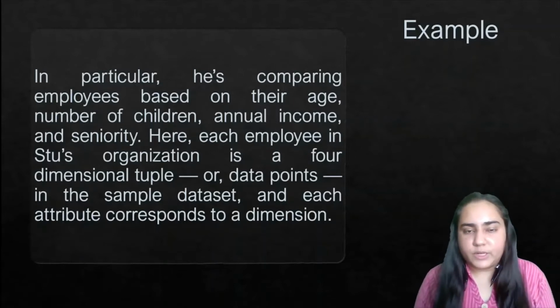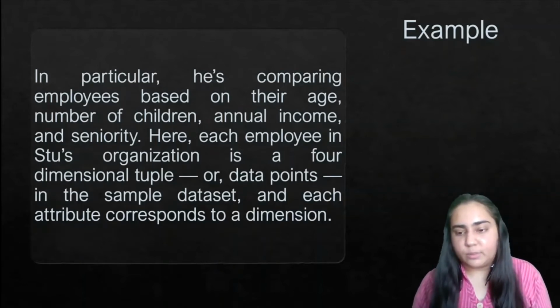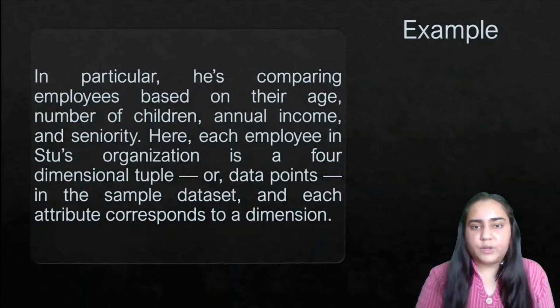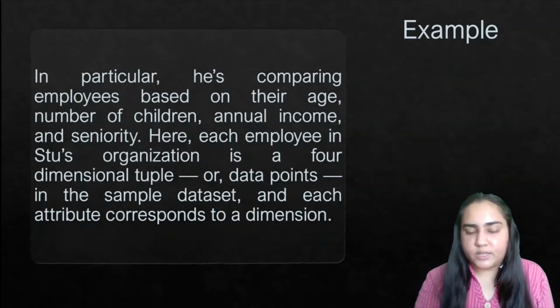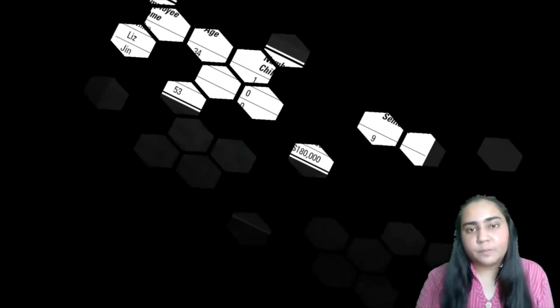So these are the 4 things based on which the data analyst wants to perform some type of average nearest neighbor classification. So here, each employee in Stu's organization is a 4-dimensional tuple. Okay, we are representing each employee as a 4-dimensional tuple. And they are all data points in a sample data set with each attribute corresponding to a dimension.